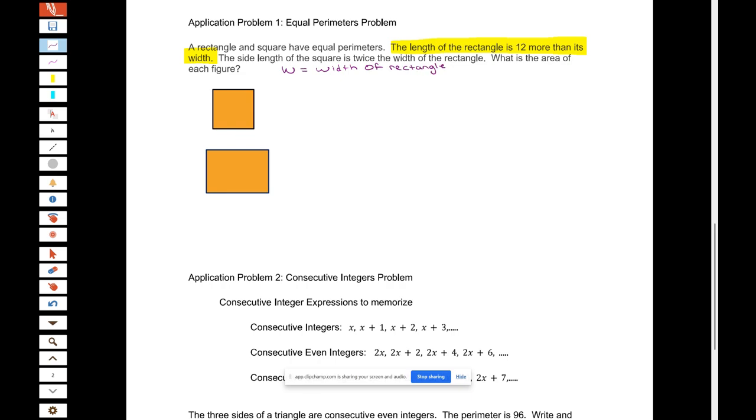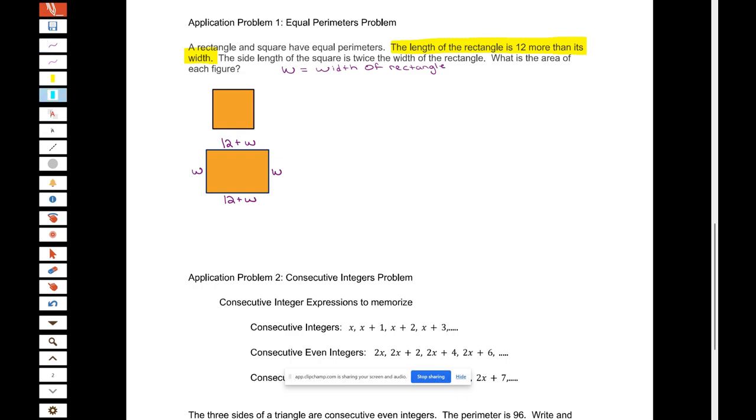So we can write 12 more than its width. So W is going to be the width of the rectangle. And 12 more than its width would be 12 plus the width, or the width plus 12. You can write it either way because addition is commutative. So that means the other two sides are going to be the same as their opposite sides, because we know that a rectangle has opposite sides congruent, 12 more than the width.